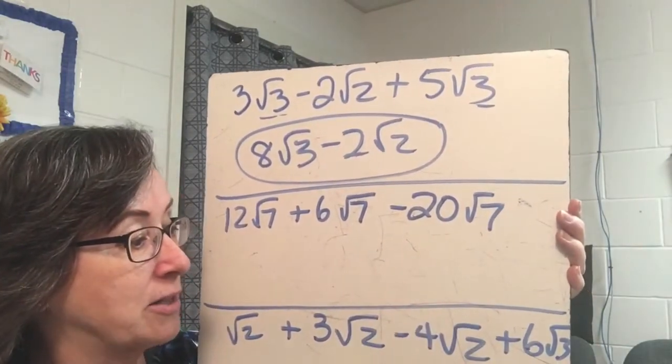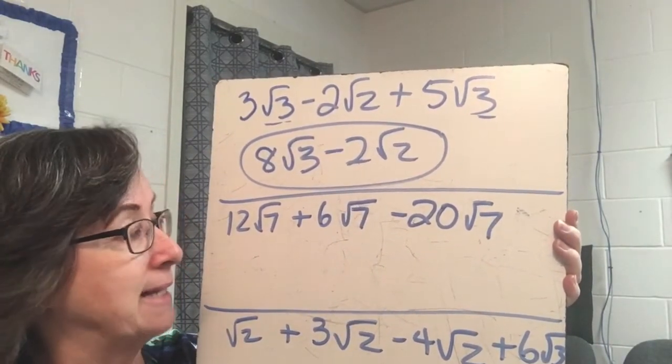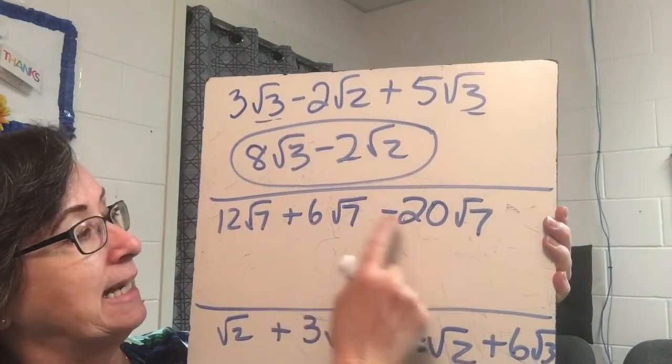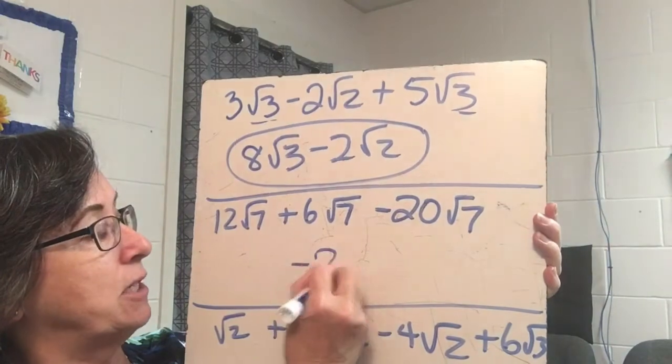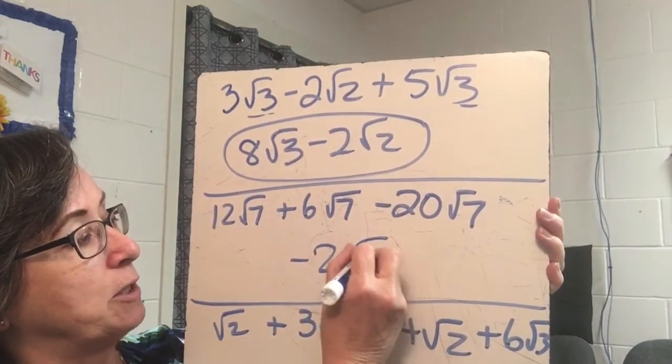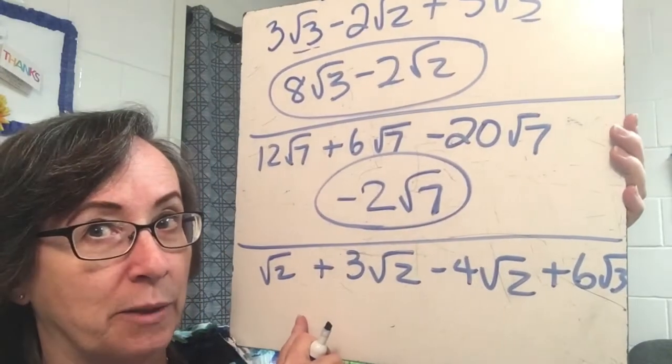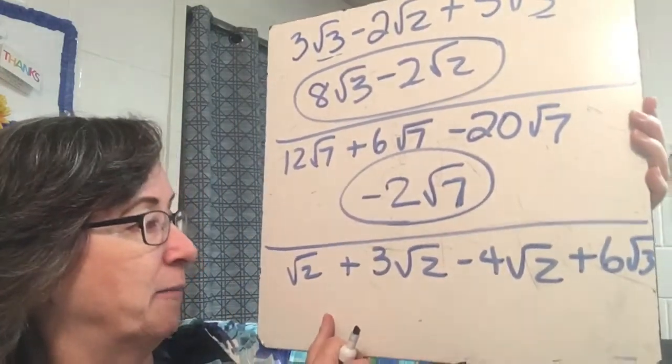Okay, so here we got square root of 7, square root of 7, square root of 7. Since they're all square root of 7s, they all add together. And we'll get 12 plus 6 is 18. Take away 20 is negative 2. And then we just multiply in the square root of 7. Hopefully you're pausing your video in between.